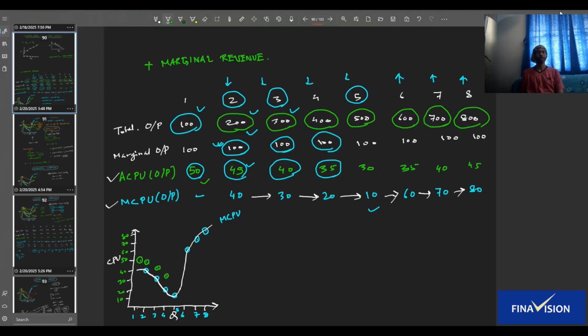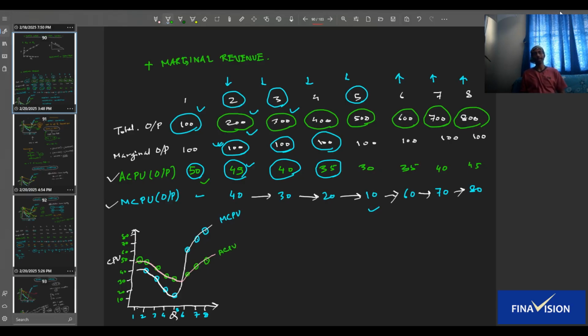Option 5 is 30. Option 6, 35. Option 7, 40. Option 8, 45. Now friends, we will also draw the average cost curve. So friends, now we also have our average cost per unit curve.